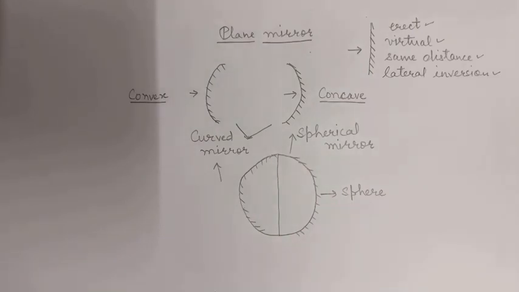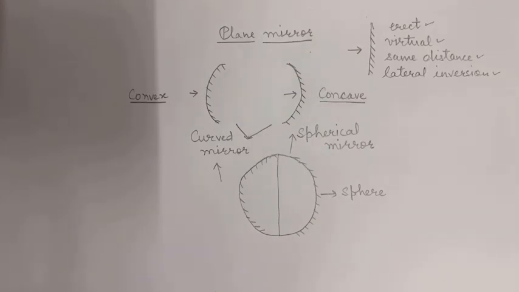And why are these considered as spherical mirrors? Because somehow when these are completely drawn, they will come out to be a part of a sphere. So this is about what convex mirrors are and what concave mirrors are.